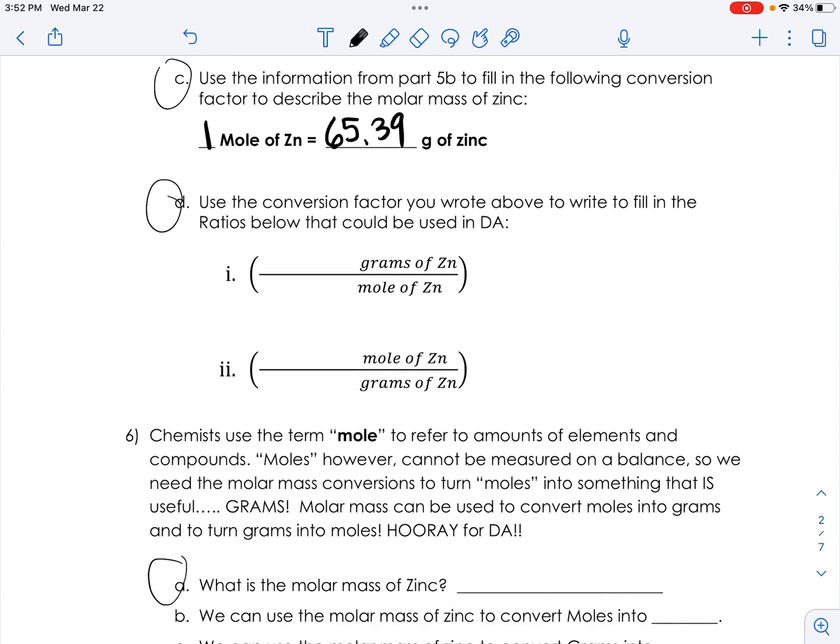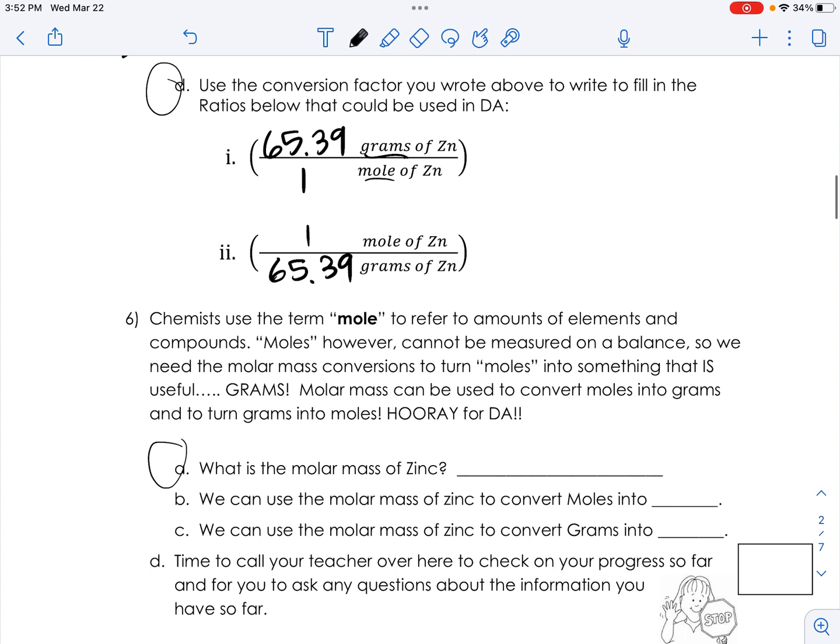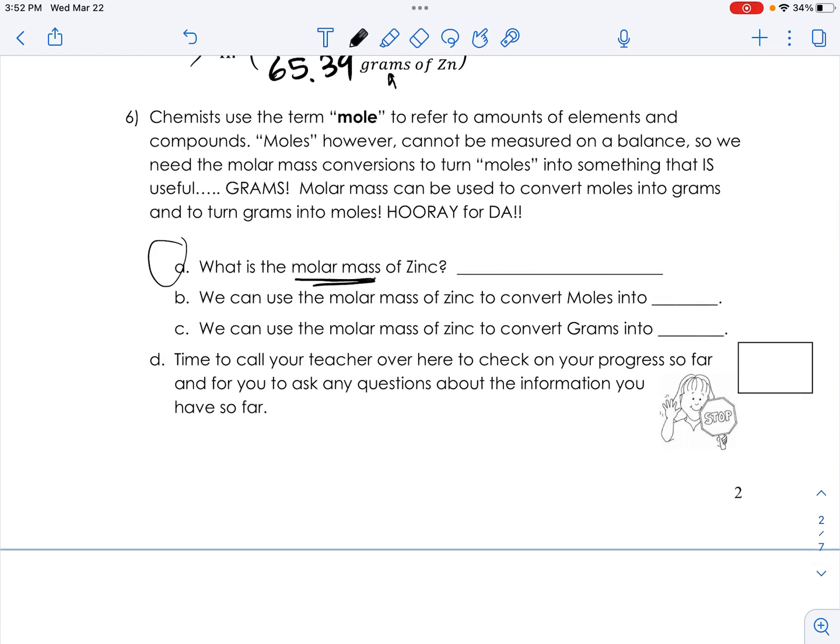Now we can use that in conversion factors. So just like we do with our regular conversion factors, we can go either way with that, grams on top or moles on bottom, but no matter what you do, the 65.39 always goes with the grams and the 1 goes with the mole. So you can flip it either way you need, depending on how you want to cancel units. Now we have conversion factors that we can use in dimensional analysis to go from moles to grams and grams to moles. Any number that has the units of grams per mole that comes off the periodic table, we call it a molar mass. So the molar mass of zinc is 65.39 with the units of grams per mole. Okay. All right, you can answer these. I just helped you out with those.